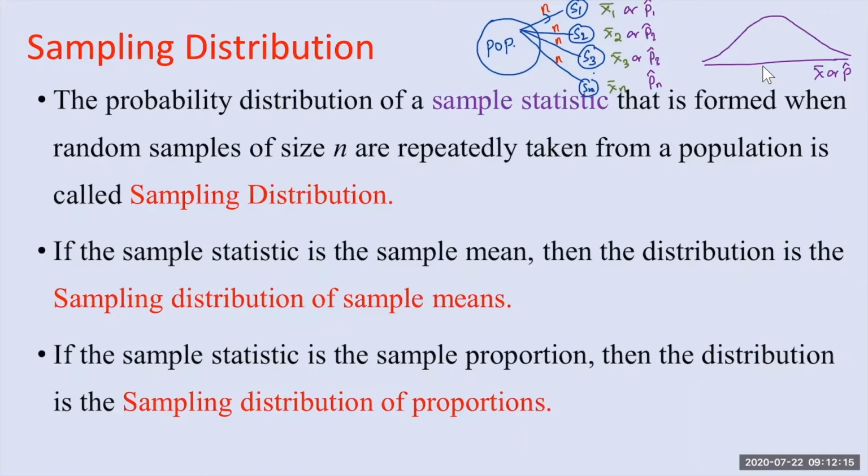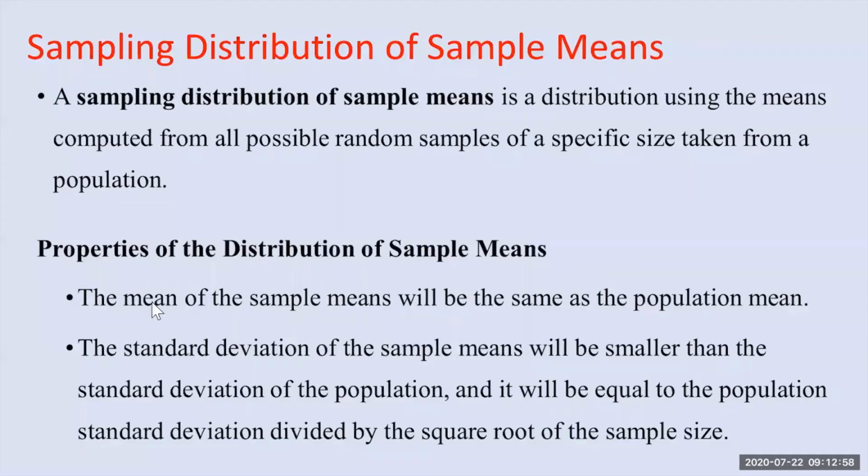If along the x-axis your random variable is a mean, then we say that it is the sampling distribution of sample means. And if along the x-axis you have the proportion, then we say that it is the sampling distribution of proportions. We have more to explore on the sampling distribution. So first we are going to talk about the sampling distribution of sample means.